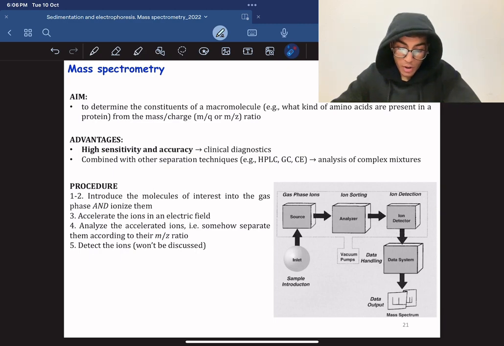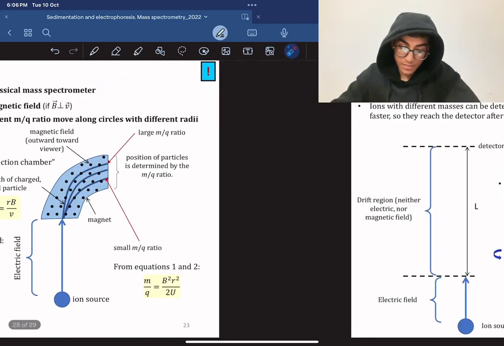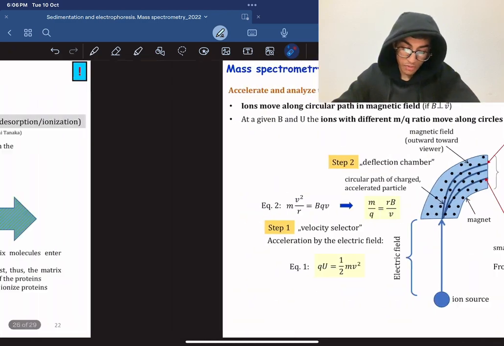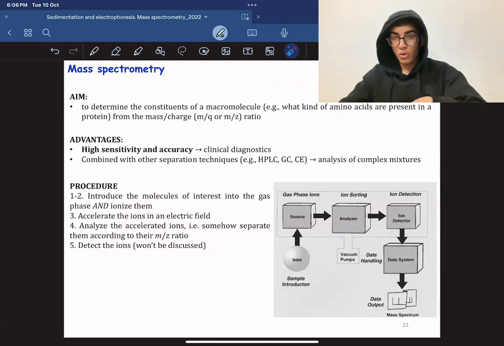Now we're going to talk about mass spectrometry. So it's four more slides. Let me just learn these slides and come back again. So I'll be back.